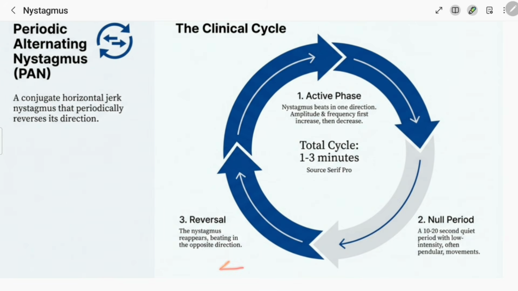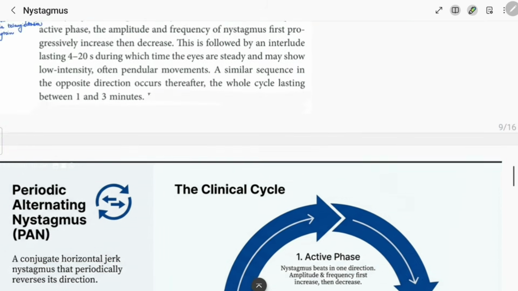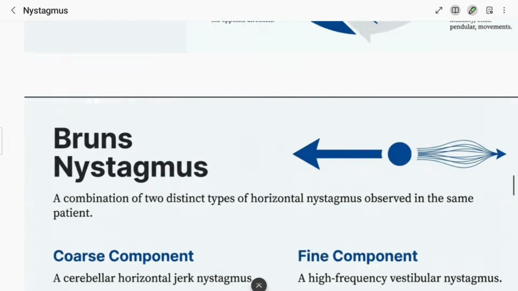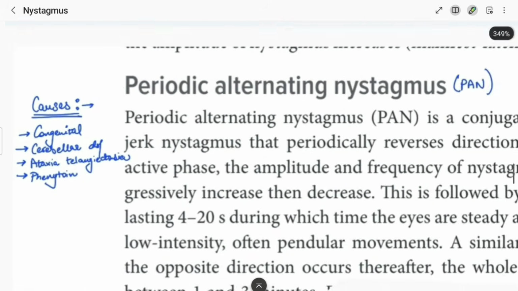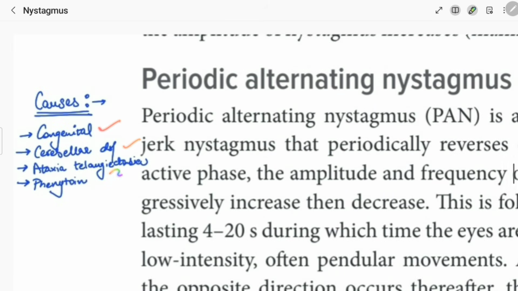Now, the direction of nystagmus is opposite here. First, it was maybe starting here, then it showed pendular movements, and then the direction of nystagmus is here. And so that's the total cycle, which occurs in 1 to 3 minutes. This is called periodic alternating nystagmus, and it is a conjugate horizontal jerk nystagmus. Coming to the etiology, it can be due to congenital causes, or due to cerebellar disease, or ataxia telangiectasia, or phenytoin.